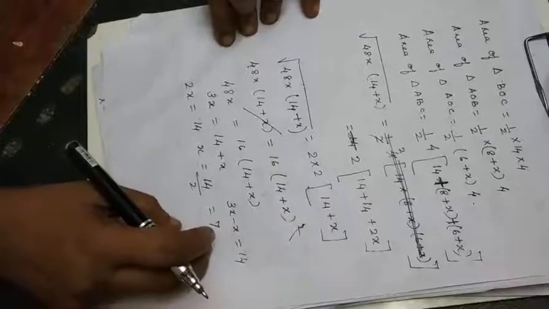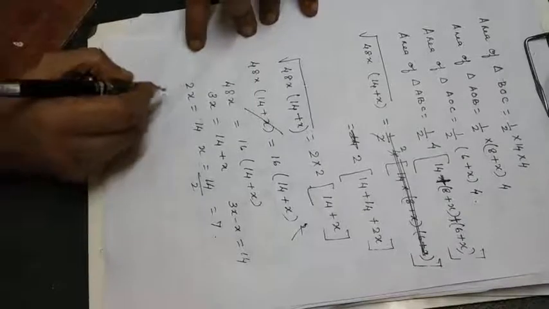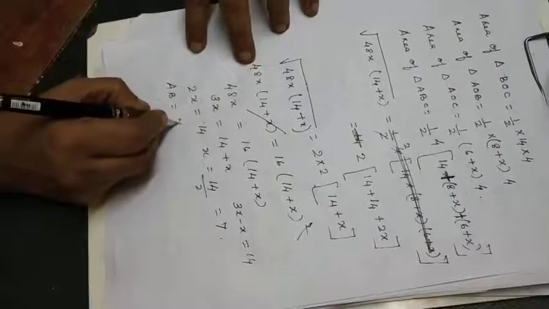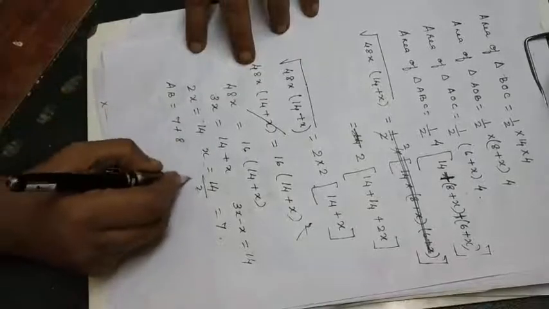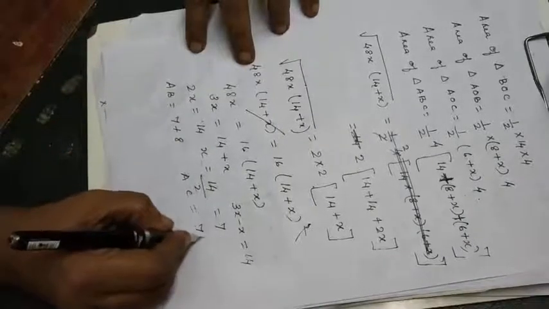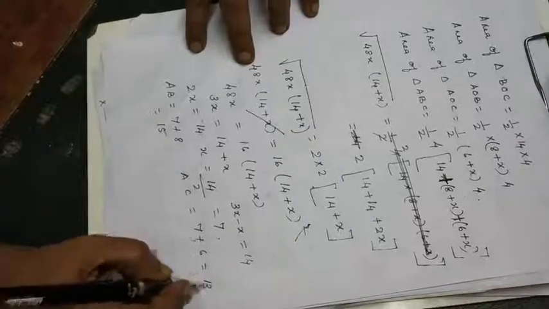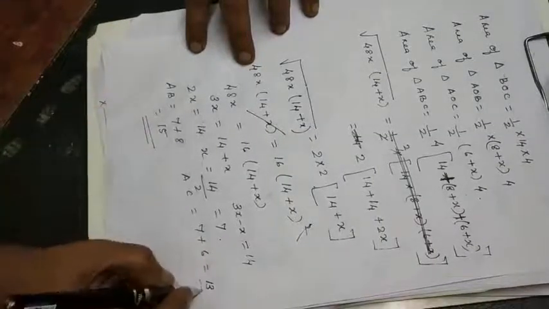If we are getting 7, AB will be equal to 7 plus 8 and AC will be equal to 7 plus 6. So 15 and 13 you will get. That is the only thing you have to do.